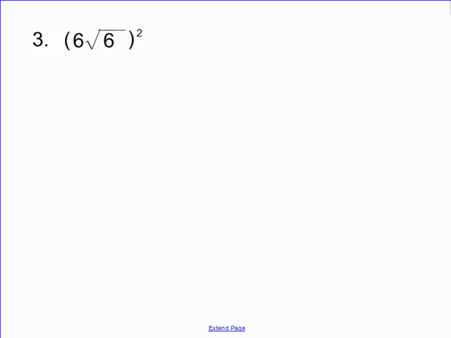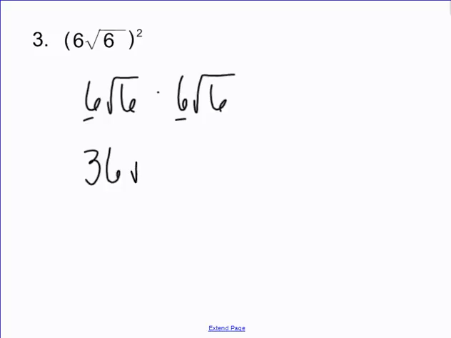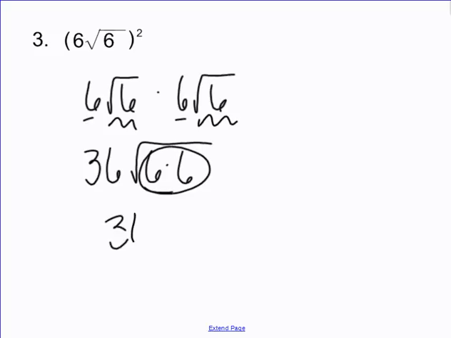6 radical 6. Same deal. I do 6 times 6, 36. Radical 6 times radical 6. I get a pair. 36 times 6, 216. 6 squared is 36. Radical 6 squared is 6. And you multiply.